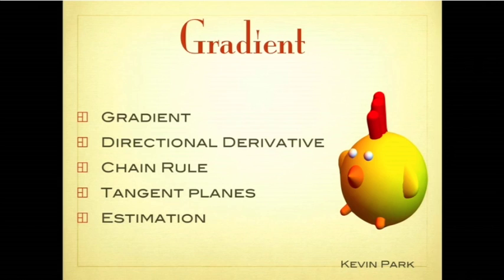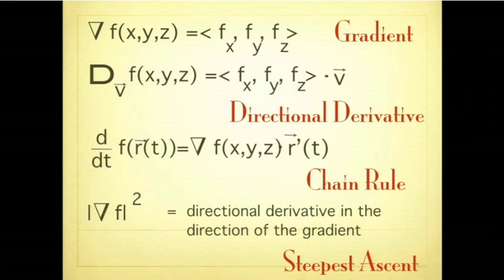That's a big topic, which also has the chain rule, directional derivative, and tangent plane estimation. Everything hinges on this notion of gradient. So let's look at these 4 topics. First of all, the gradient is a vector, right? At every point we attach a vector which is fx, fy, fz. And then we can get the steepness in a direction v by taking the dot product with a vector v, which is called the directional derivative.